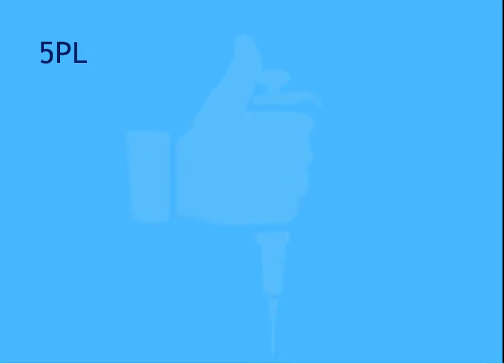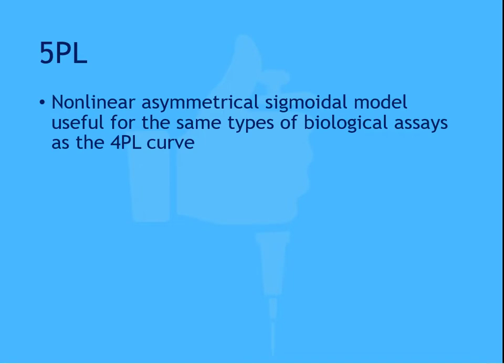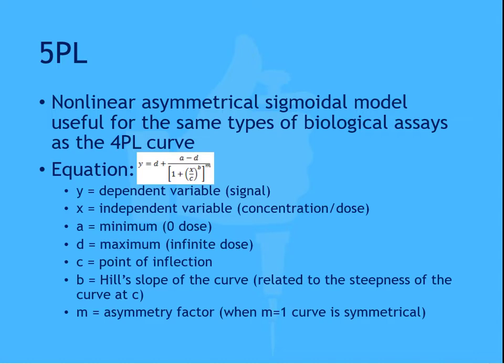Another nonlinear fit is the 5-parameter logistic fit, or 5PL. This is again a sigmoidal model that is useful in many of the same biological assays as the 4PL. The biggest difference here between the 4PL and 5PL curve is that the 5PL curve does not assume symmetry around the inflection point. You can see the equation here is almost identical to the 4PL equation, but with the addition of a fifth parameter m, which is the asymmetry factor. When m equals 1, the curve is symmetrical, and you'll see when this is the case, the equation will be the same as the 4PL curve.